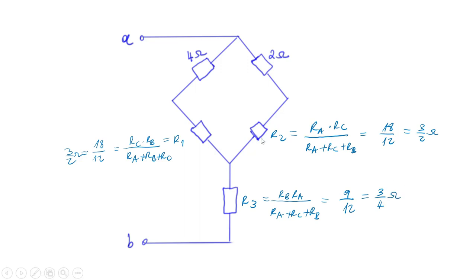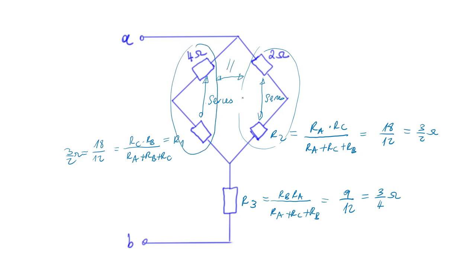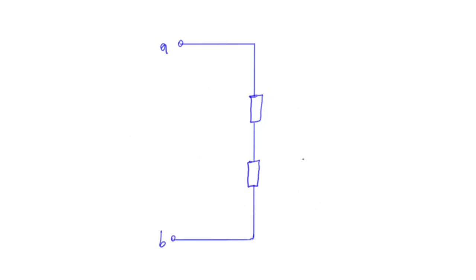Okay, so now we have these resistances, which are in series. So these resistances are in series, and the whole branch, this branch here, is in parallel to this whole branch here. So we have a parallel connection between these two. So we can just transform this to the next circuit here.